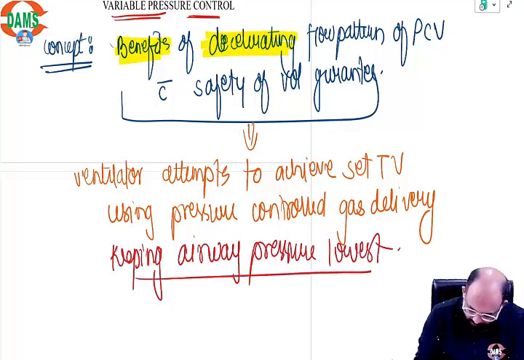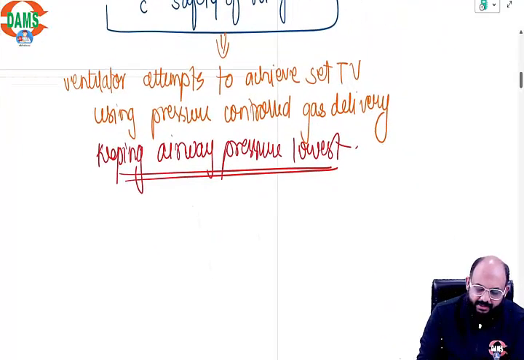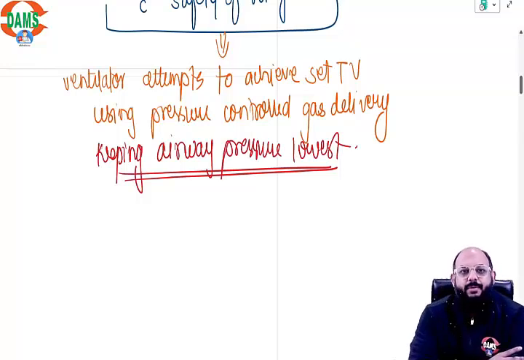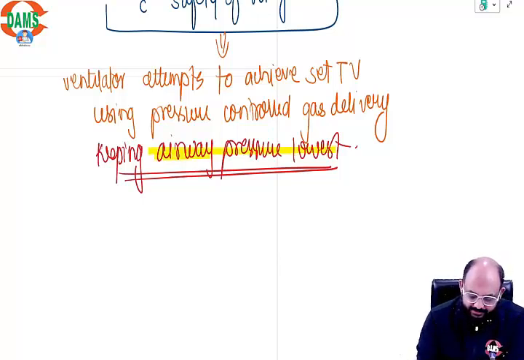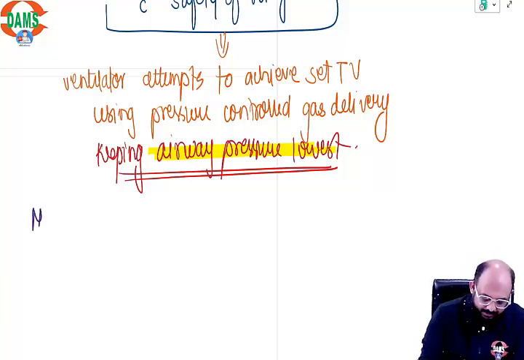This is the crux of it. It is making sure that your patient receives adequate tidal volume, keeping the minimum airway pressure. And that is where the safety lies, minimum airway pressure. All right. How does it do it? Let's look at the mechanism.